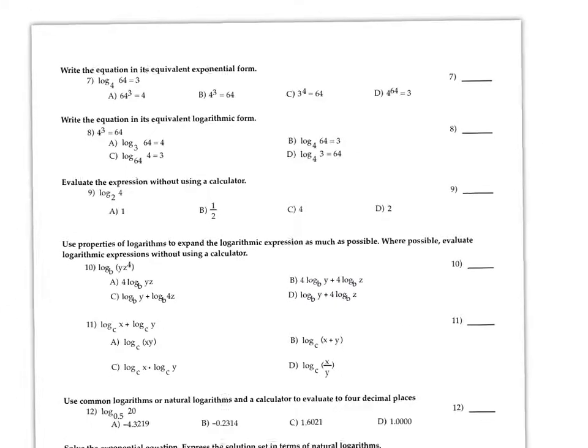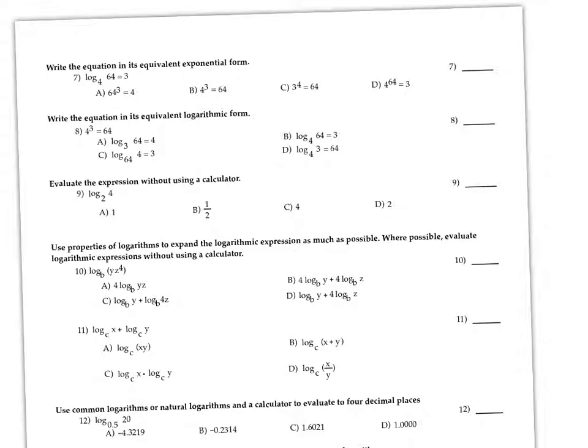Okay, similarly, we're going to look at some problems on page 2. We're going to do some Algebra 2 problems that we pretend are precalc problems here, like converting logs and exponentials. Log base 4 of 64 is equal to 3 converts to 4 to the third power is equal to 64. And similarly, if you have the same problem but backwards, you're going to get log base 4 of 64 is equal to 3.